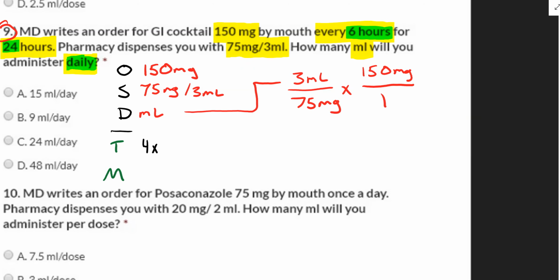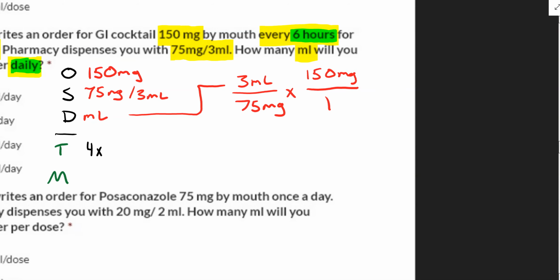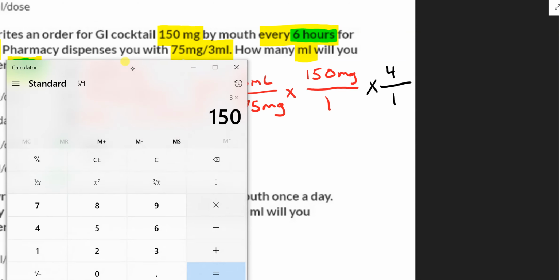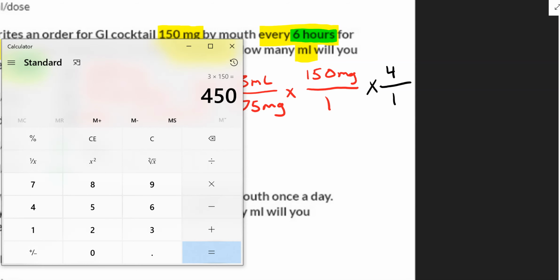Okay, now don't forget that this is not your final answer. We need to do this 4 times, because this wants the daily dose, not just a one-time dose. So we're going to need to multiply it by 4 to figure everything out. When we do this, we take 3 times 150, and then times 4. That equals 1800 right here.